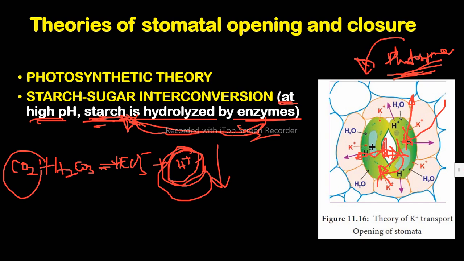And so they'll have a higher water potential than the surrounding epidermal cells. And so water will move out and the turgor pressure will reduce. The outer walls will go back to their normal position. Tension won't be created on these inner inelastic walls, and so they will close again. And the stoma is closed at night.